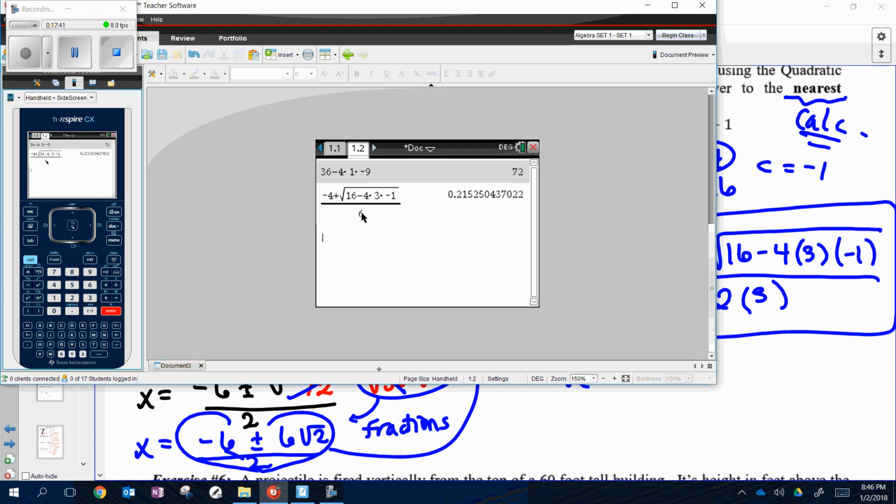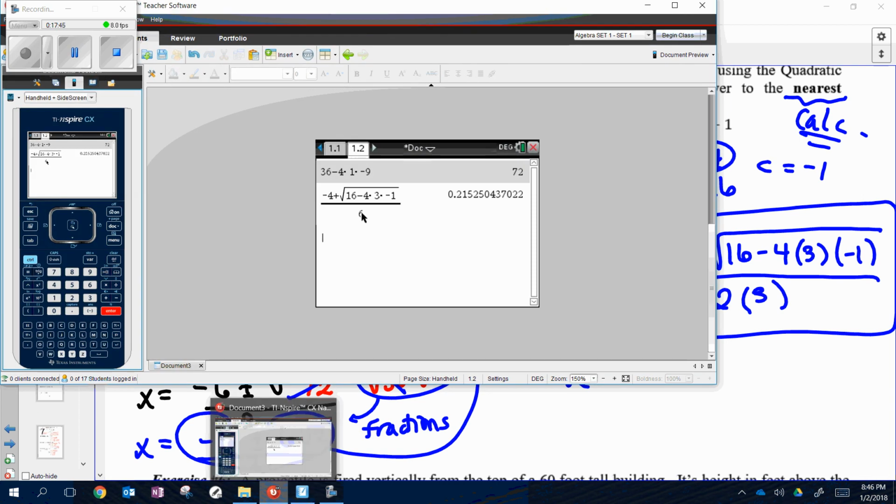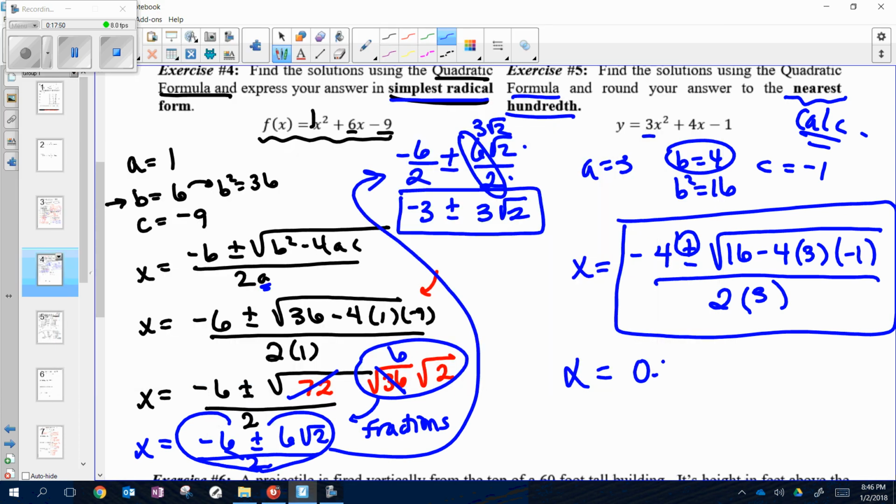And I'm rounding this to the nearest hundredth. So my decimal was 0.2152. This is the hundredths place. The 5 makes it go up. So it's approximately 0.22. And I've got to find my other one.